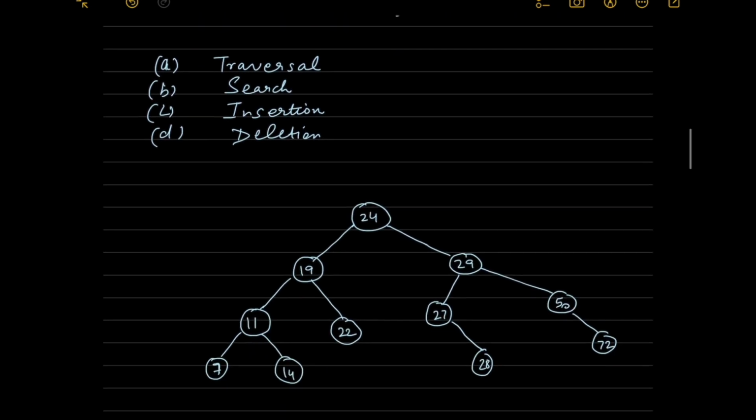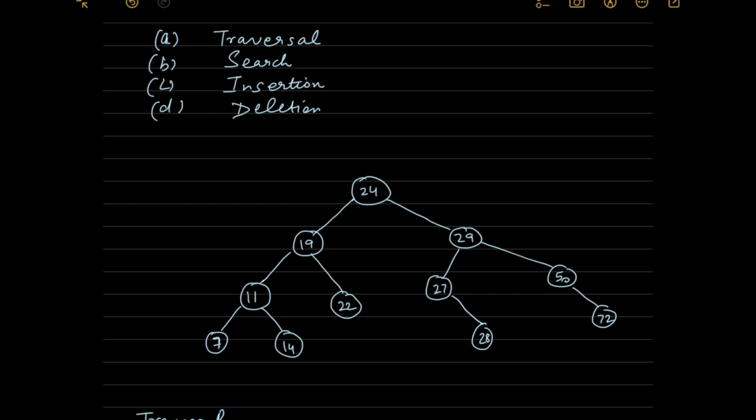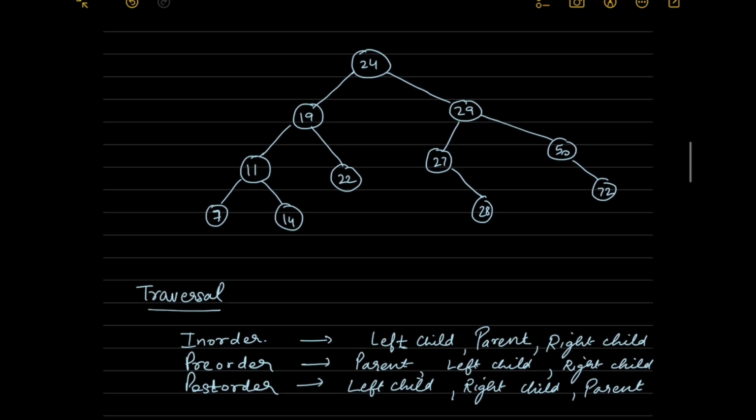So there are four basic things that we will learn for the binary search tree. First is the traversal. Then we learn how to search inside a binary search tree. Then we'll learn how to insert a node in the binary search tree, and then we'll move to deletion of a node in a binary search tree. So if this is a simple tree given, there are three basic types of traversals that we have. There's a fourth type of traversal also, which we'll learn about in another video, which is level order traversal. These three are in-order, pre-order, and post-order traversal.